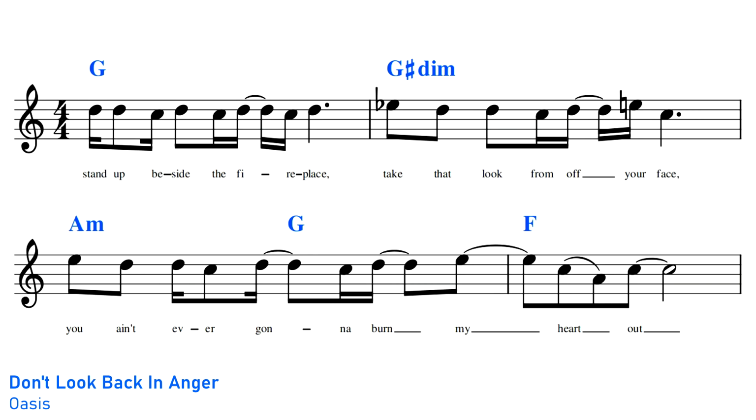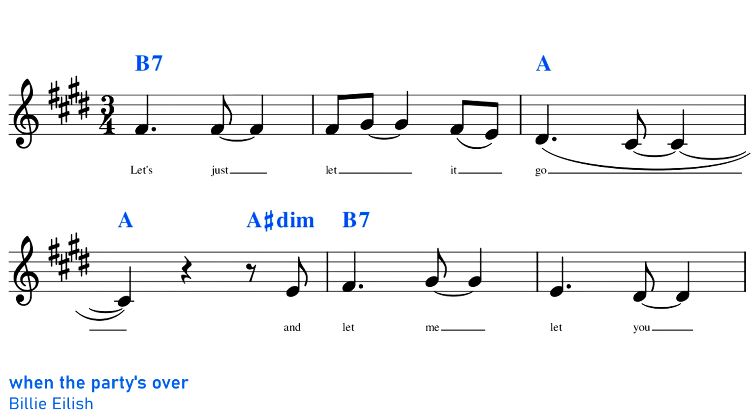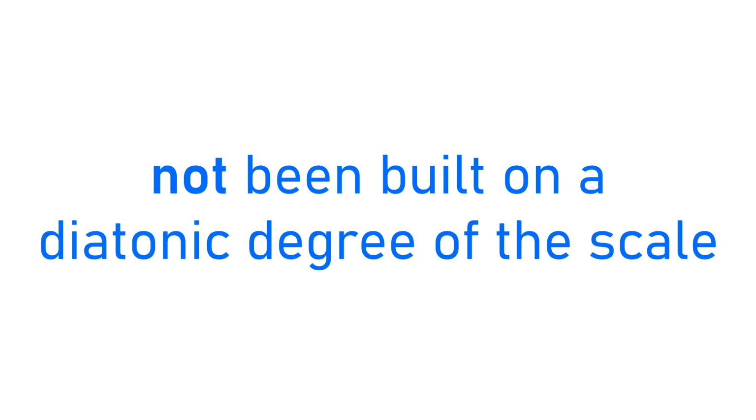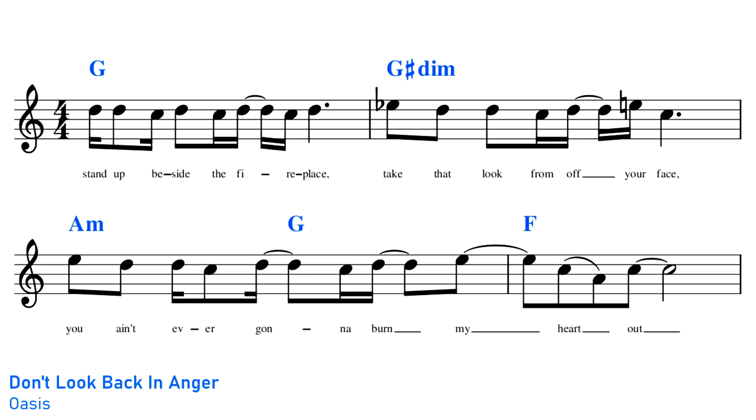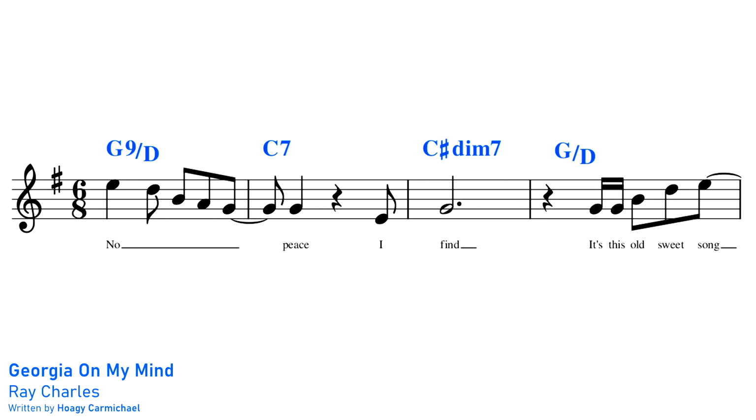So far, all of the examples of diminished chords that we've looked at have not been built on one of the diatonic notes of the scale, but instead been built on a chromatic note in between the scale degrees. For example, in Don't Look Back in Anger it was built on the sharp 5, and in Georgia on My Mind it was built on the sharp 4.